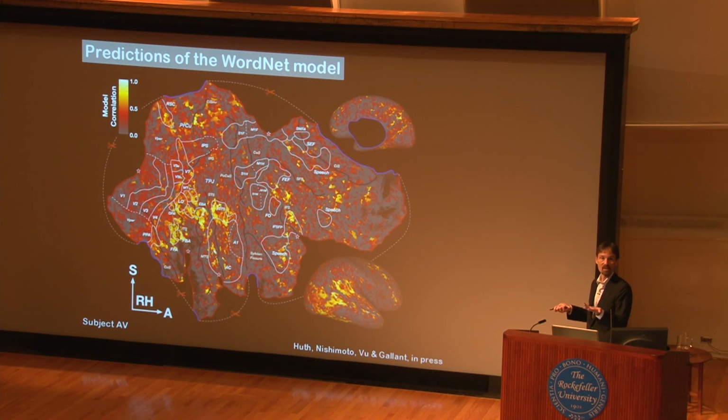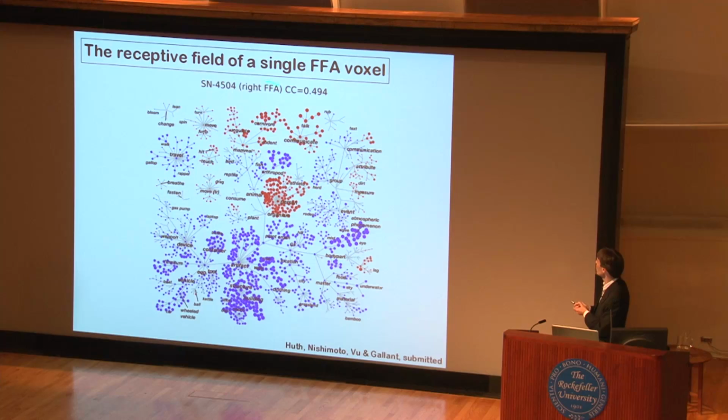That means we can go ahead and actually try to figure out what the model's doing. So the first thing we can do is look at the receptive field for a single location in the brain. This happens to be one voxel in the right fusiform face area. And on this plot, I've shown you, again, the WordNet graph. Red here means nouns and verbs that elicit more blood flow than average, and blue means nouns and verbs that elicit less blood flow than average, and the size of the ball here is just the magnitude of the effect.